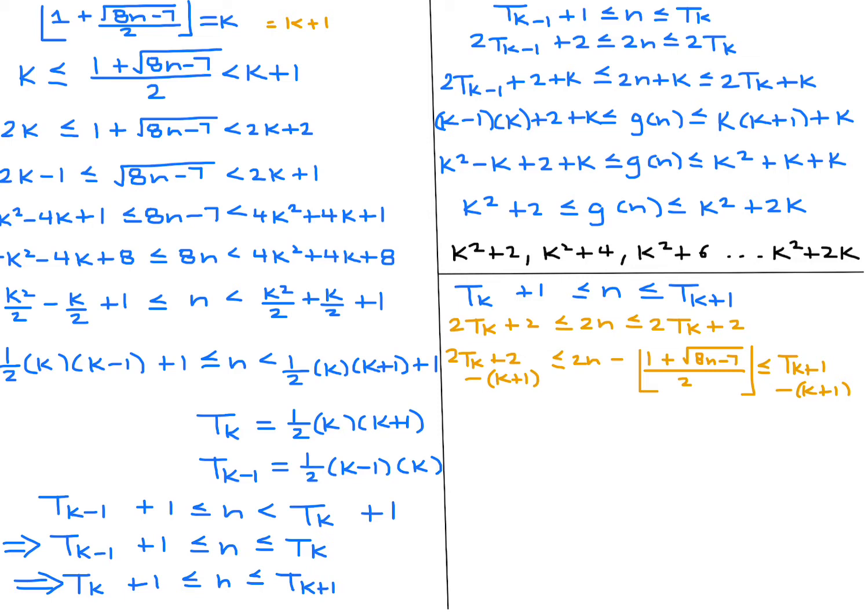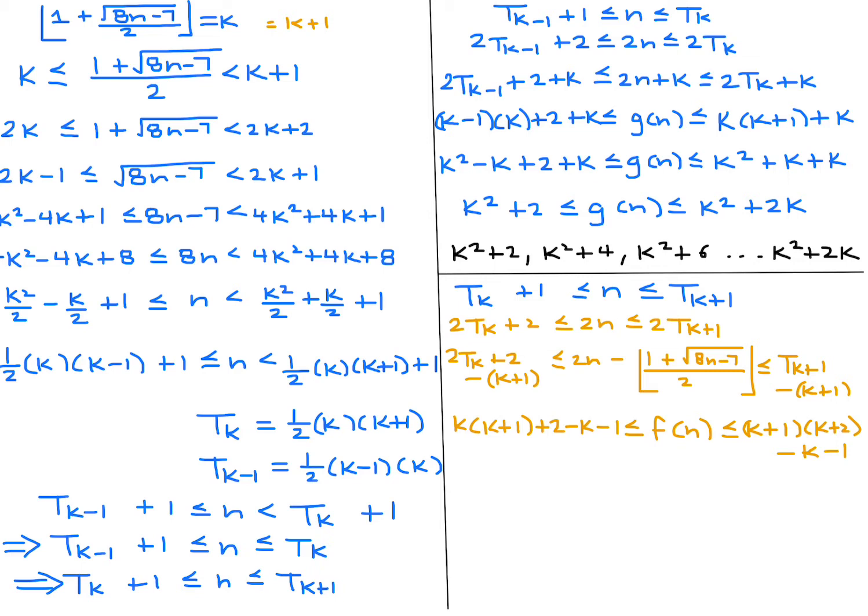And as before, t_k is this right here. So if you multiply it by 2, it just becomes k times (k plus 1), and we have plus 2 minus k minus 1. This whole term is really just f at n, so put that in there. And then t_{k+1} is going to be, if you use these standard definitions, (k plus 1) times (k plus 2) over 2. So if you multiply through by 2, it will be (k plus 1) times (k plus 2). And then, of course, we've got to subtract that k minus 1, taking it out of the brackets.